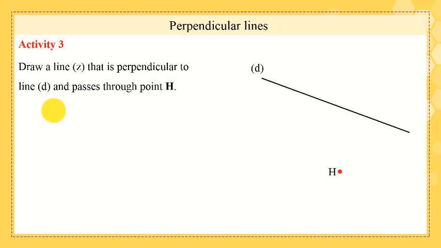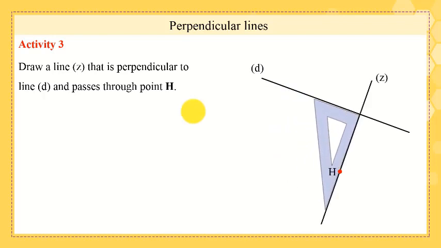Activity 3. Draw a line Z that is perpendicular to line D and passes through point H. As we said before, in order to draw a perpendicular line, we should use the set square. Move the set square in this way at straight line D to reach point H. Draw perpendicular line Z. Remove the set square. These are two perpendicular lines that intersect at one point, forming 90 degrees.